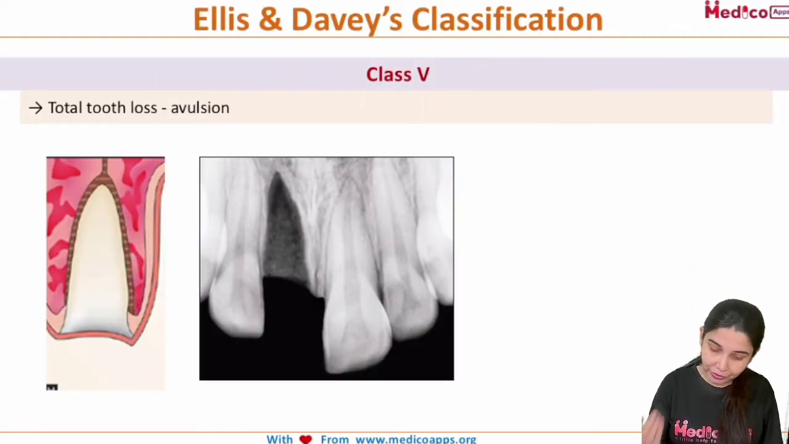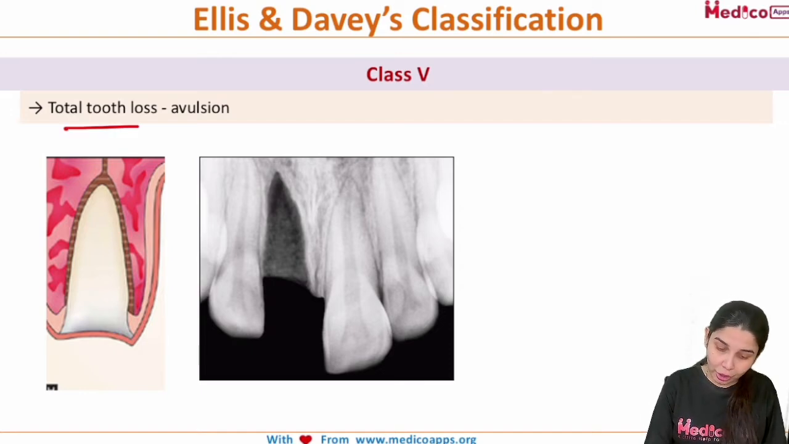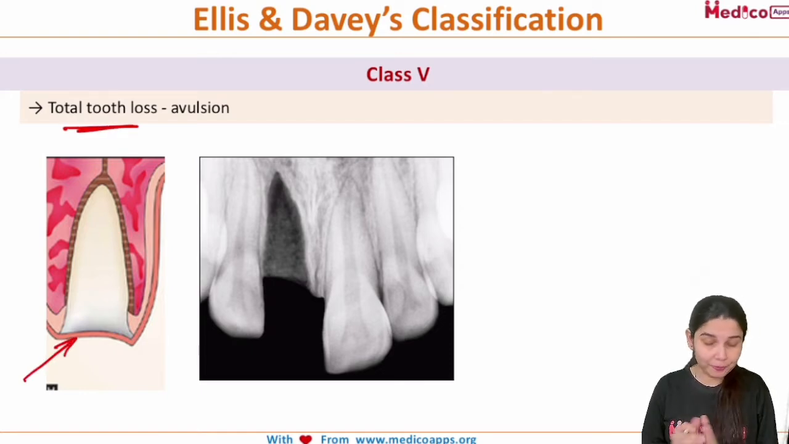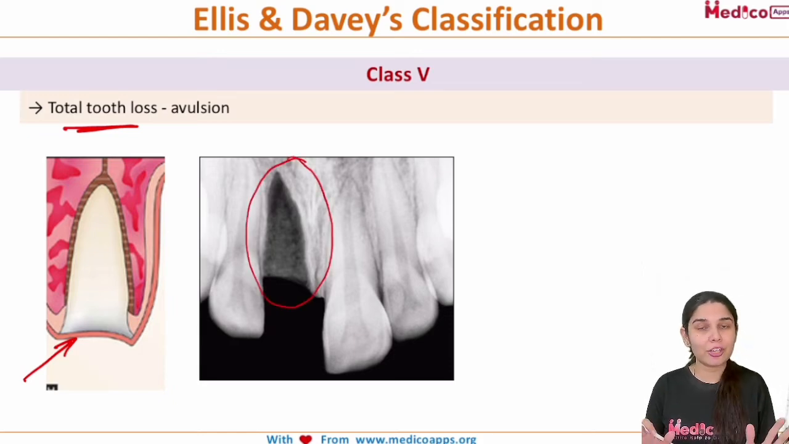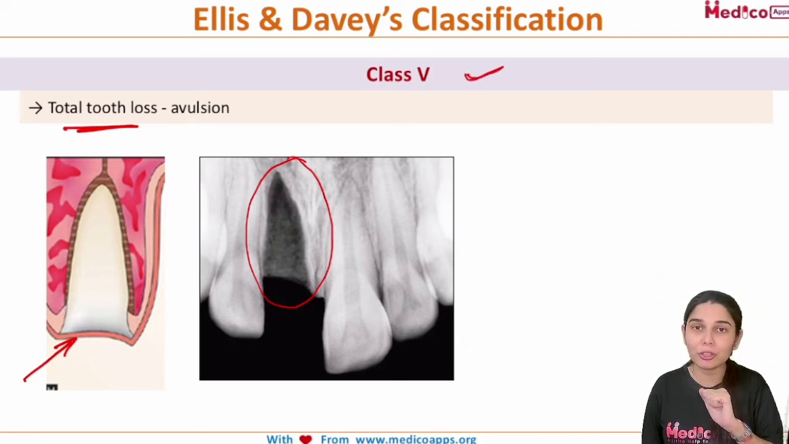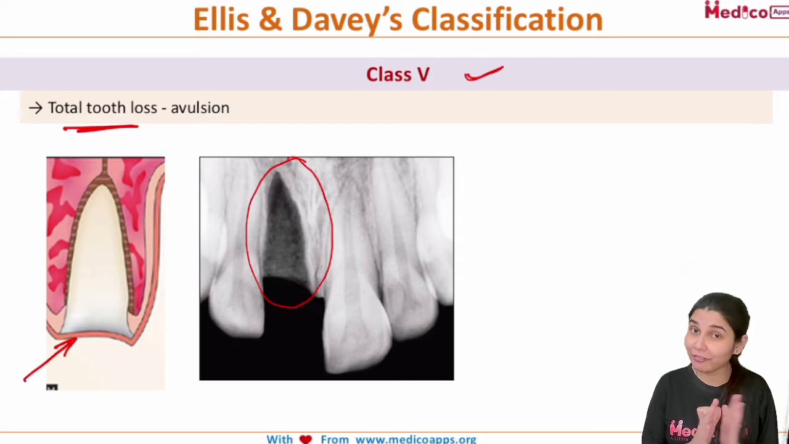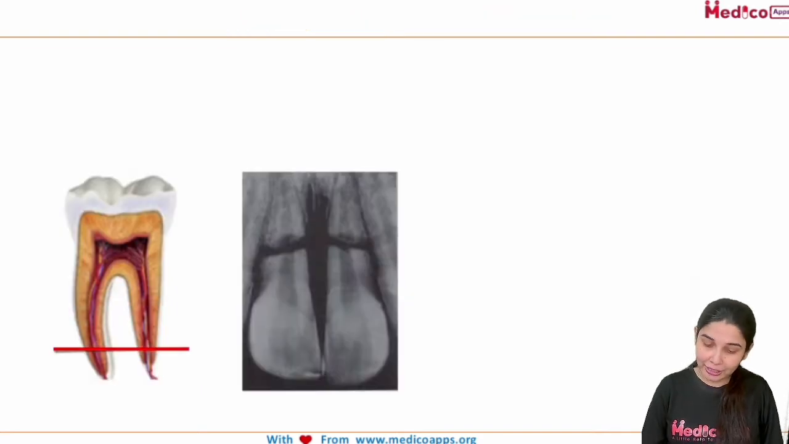Coming to class 5. What is class 5? Very simple. When there is total tooth loss, there is tooth avulsion. As you can see in this IOPA, there is tooth avulsion. The tooth has completely been lost. That is class 5. Till 5, it is very simple. I hope you have understood, and we have even got the answer for our question. But still, we'll move to class 6 now.